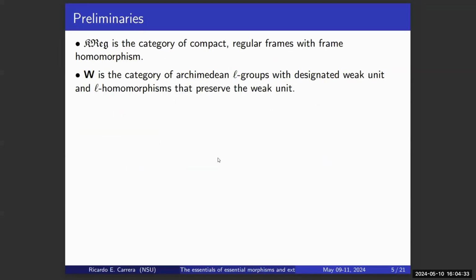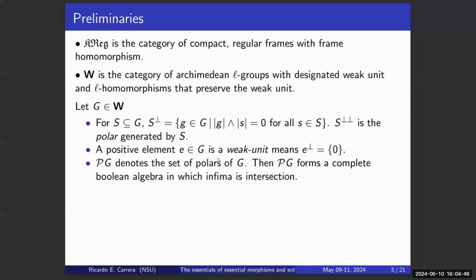As previously noted, we're going to be, for the most part, confined to kReg, the category of compact regular frames with frame homomorphisms. And W is going to denote the category of Archimedean l-groups with designated weak unit and l-homomorphisms that preserve the weak unit. So from W, this is really pretty much what I'm going to utilize. And so it's the counterpart of some of the concepts that we're looking at in frames.